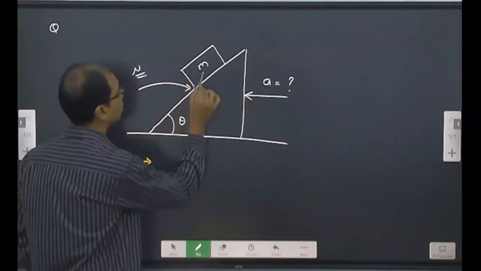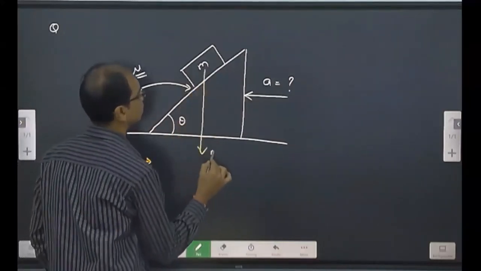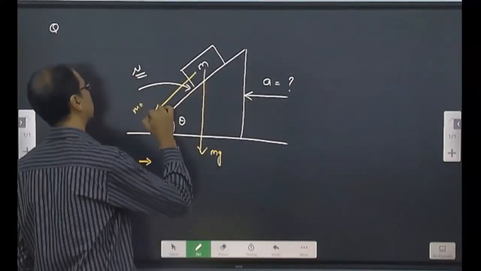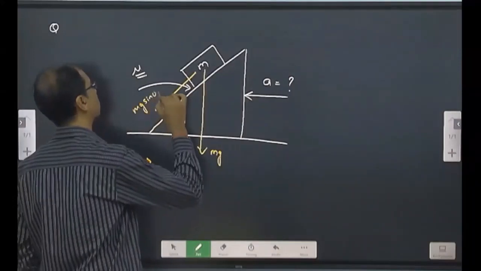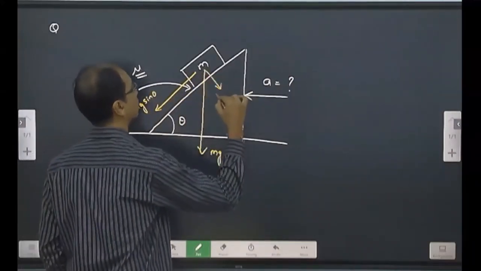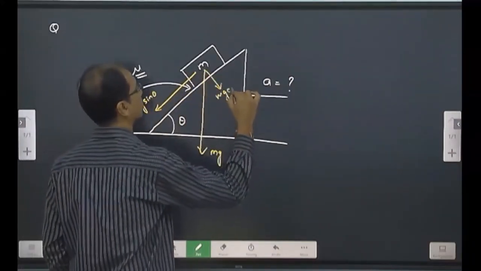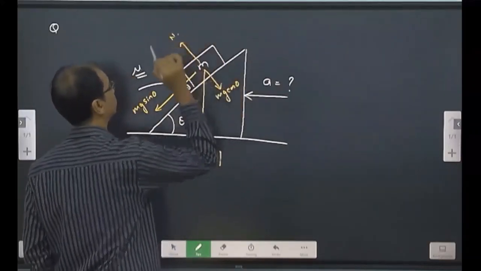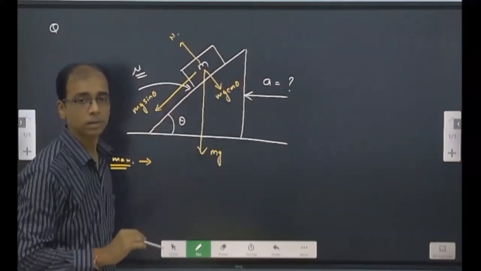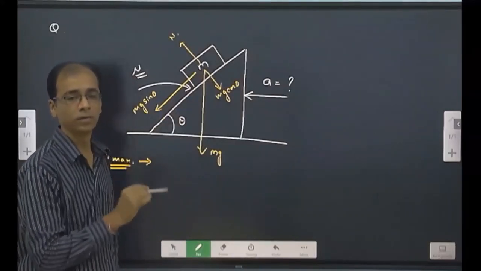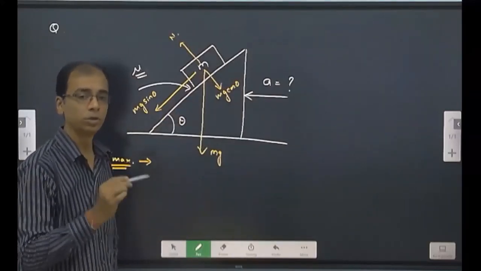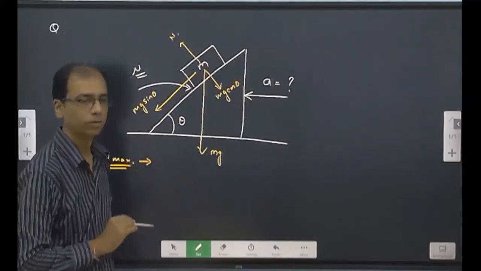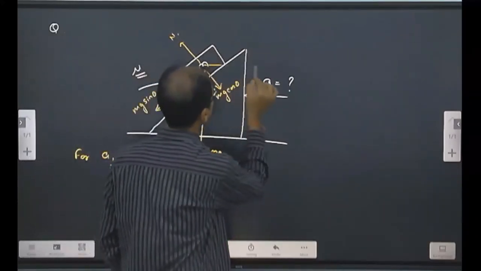Well, we all know in this direction is mg. Here is mg sin theta. Here is mg cos theta. Here will be the normal contact force. Then, because of the acceleration of the inclined plane, there will be a pseudo force acting on the small block, a pseudo force in this direction.